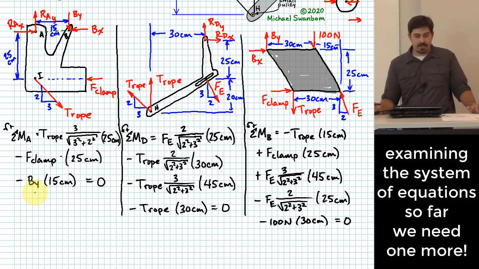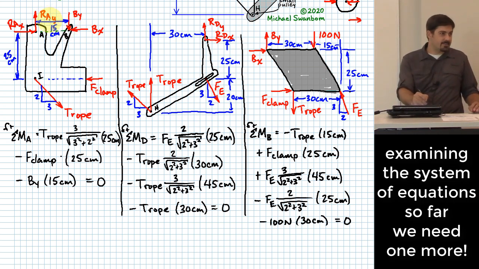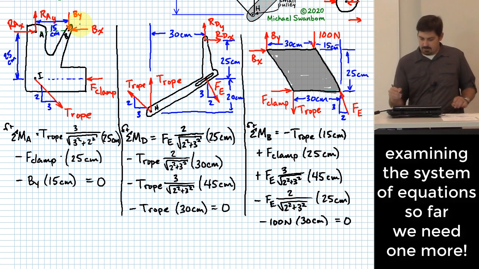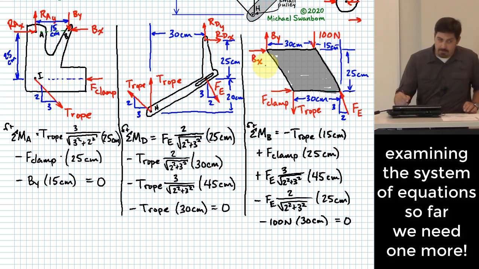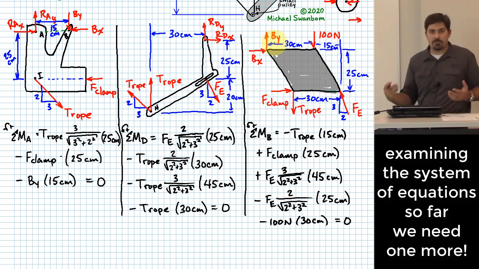If I do it for the left free body diagram and sum forces in the vertical direction, what happens? We bring in RAY. That's another unknown. I don't want to do that. So where's another place where BY shows up? This diagram over here, right? The right one. BY is there, and BY is going to appear in an equation with what other variables if I do a sum of forces in the vertical direction here? It'll be 100 newtons, T-rope, and FE.